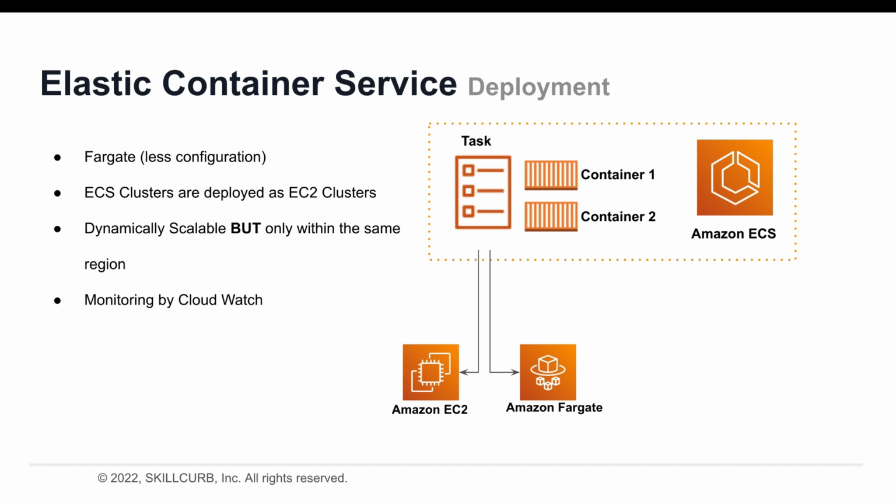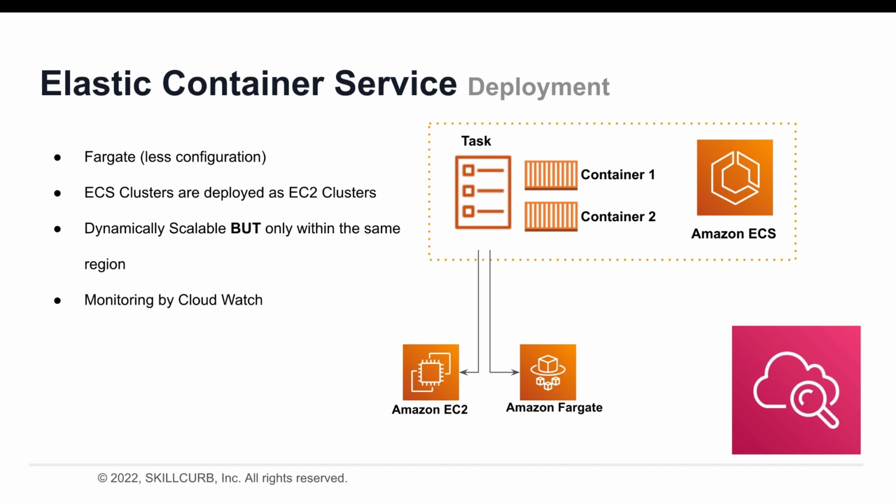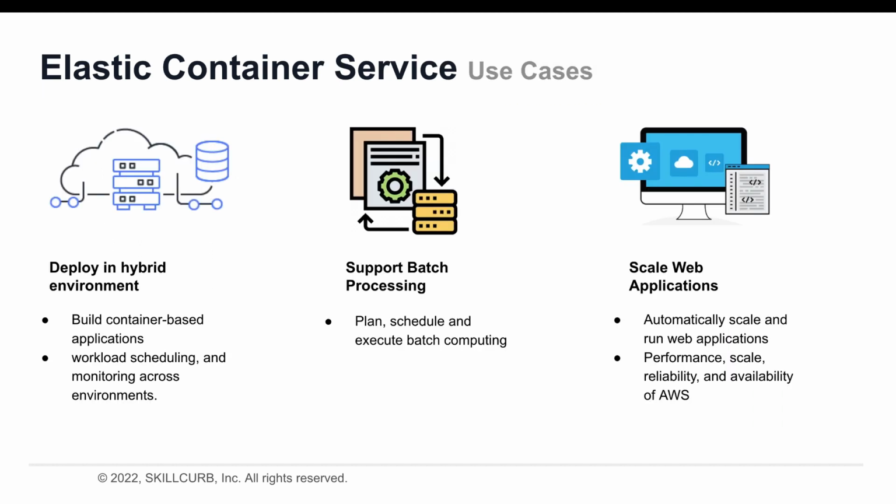ECS can scale up and down dynamically, but only within the same region, because Amazon ECS is region-based. It may span several availability zones, but not different regions. This is important to keep in mind. Monitoring is handled via AWS CloudWatch, which keeps track of metrics for your containers and cluster.